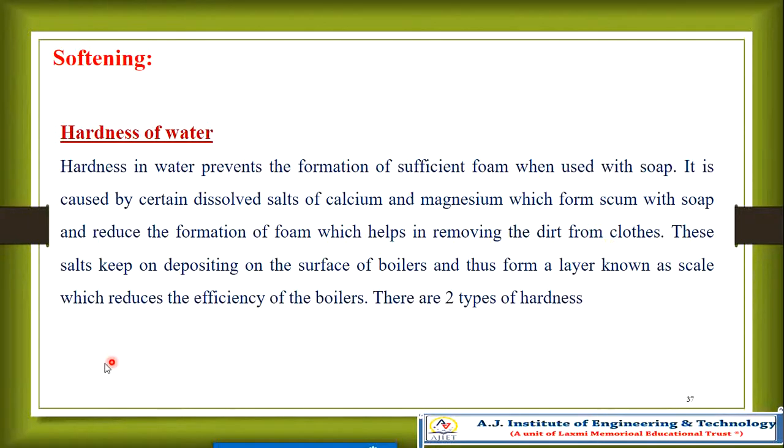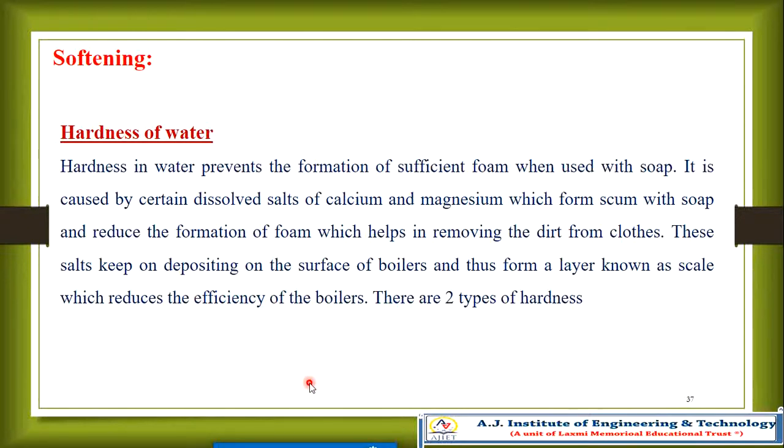These salts keep depositing on the surface of the boilers, and thus form a layer known as scales, which reduces the efficiency of the boilers. There are two types of hardness. So we'll discuss them. Are you getting it now?